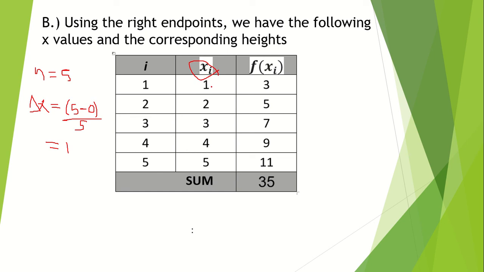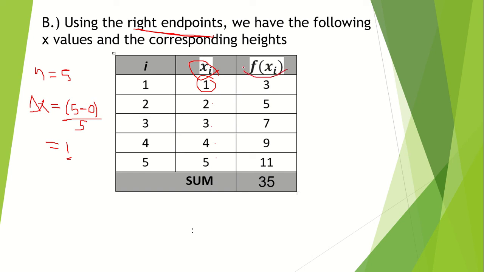So the difference between the left and right endpoint is that in the left endpoint, we start with 0. On the other hand, using the right endpoints, we start with 1. Using delta x equal to 1, we add 1 starting from 1. So we have 1, 2, 3, 4, 5. Unlike in the left endpoint, where we start with 0, then 0, 1, 2, 3, 4 only.